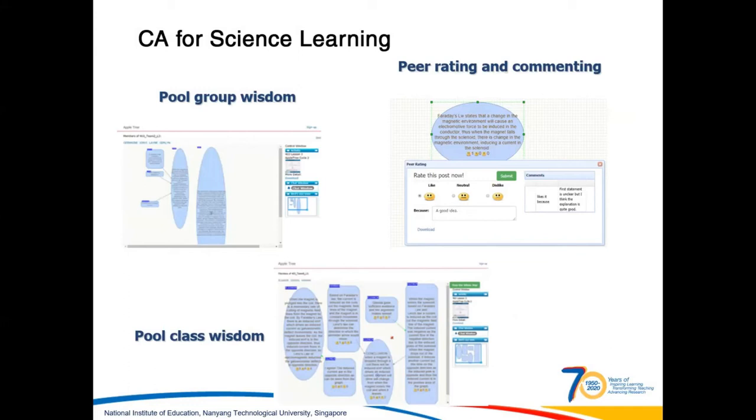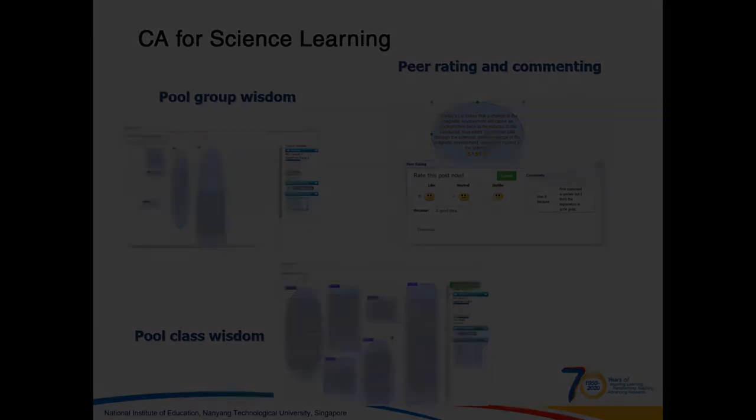Just to show you some examples of students' work in various subjects. So this is for science learning. Science learning is normally in the area of scientific argumentation and explanation. I think this one is about using Faraday's laws to explain certain scientific phenomena. In different phases, students work on the AppleTree, and they keep improving their scientific argumentation.